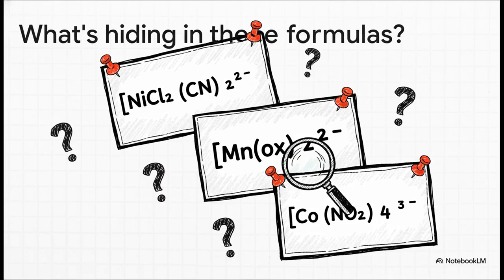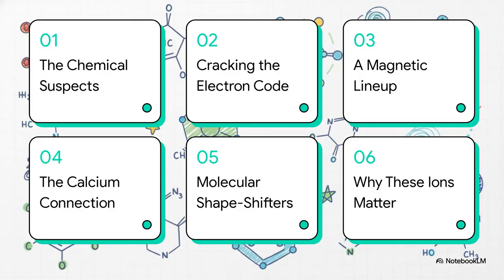Here are our 3 suspects for today's case. Now, I know these chemical formulas can look a little intimidating at first glance, but don't worry. We're going to break them down and figure out exactly what's going on here together. So here's our game plan, our case file, if you will. First, we'll get to know our chemical suspects. Then we'll crack their secret electron codes. After that, we'll put them in a magnetic lineup to see how they behave, uncover a surprising partnership, and even expose a master of disguise.